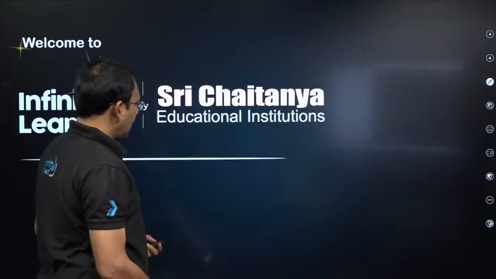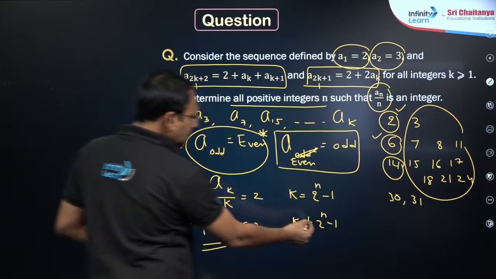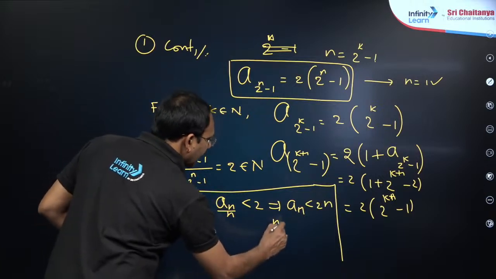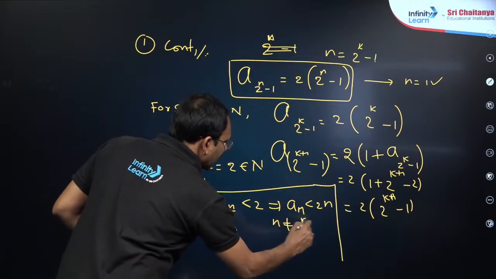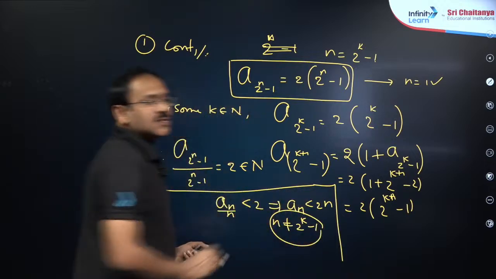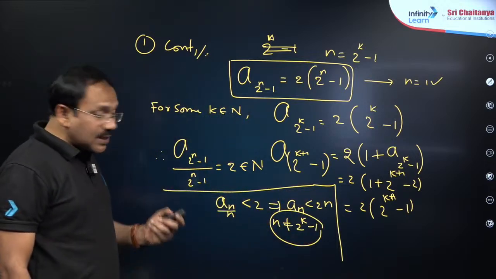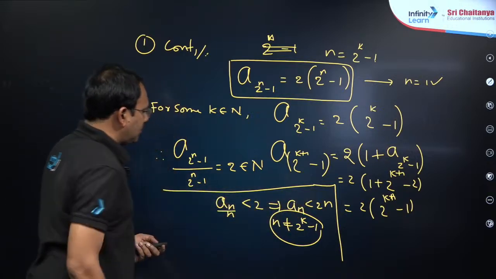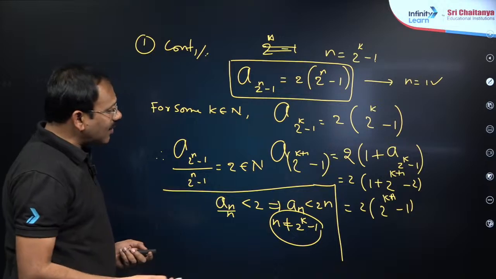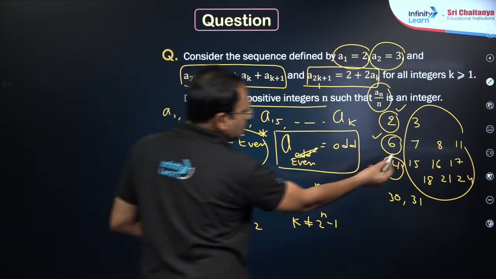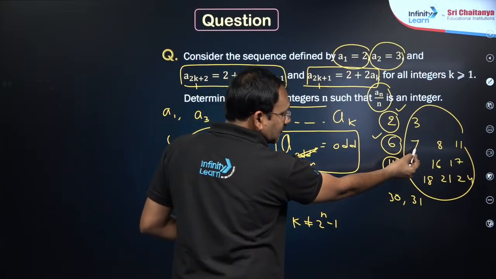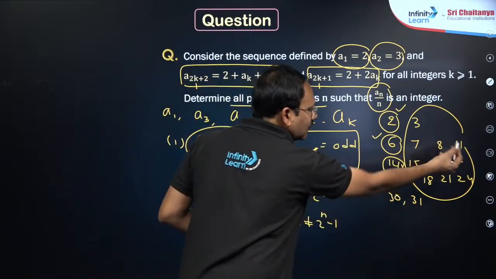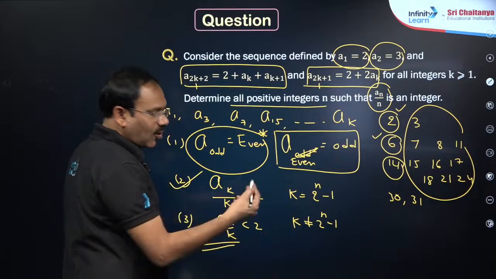I mean to say, dear students, this is for n not in the form of 2^k minus 1. For such numbers I want to prove, just now we have seen, this value a_n by n is going to be less than 2. All the other cases you observe here, a_n by n: 7 by 4 is less than 2, 8 by 5 is less than 2, 11 by 6 is less than 2, all the cases.